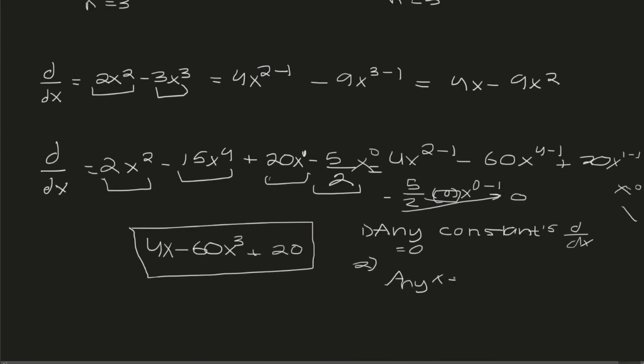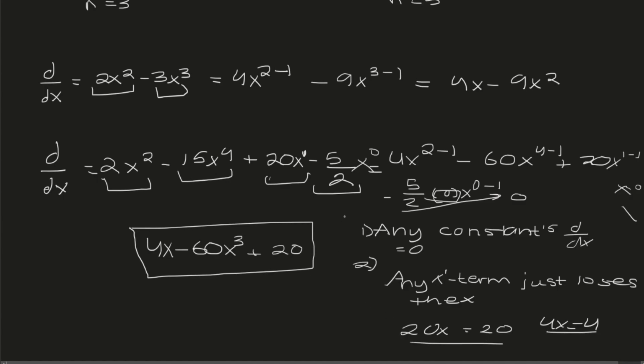And two, any x term, x to the first power, just loses the x. So, for example, if it's 20x, it loses the x and becomes 20. If it's 4x, it loses the x and becomes 4, and so on and so forth. So these are two good tips to remember when using the power rule for polynomials because they make a lot of stuff easier. For example, we wouldn't have needed to do all of this if we just knew that five halves was a constant, so the derivative of a constant is always 0.